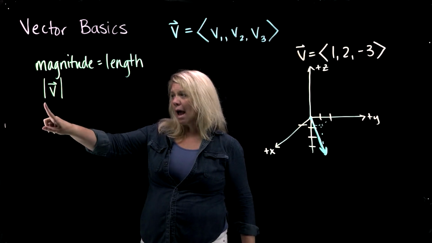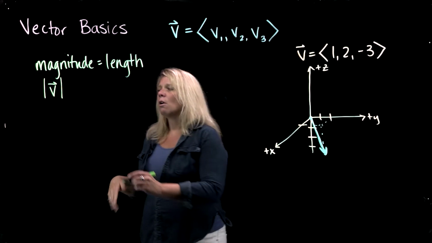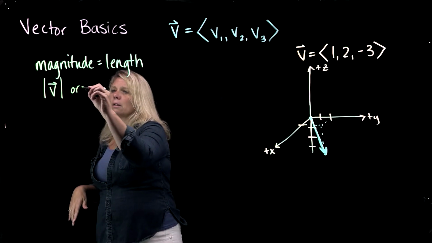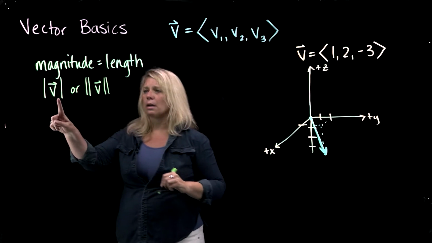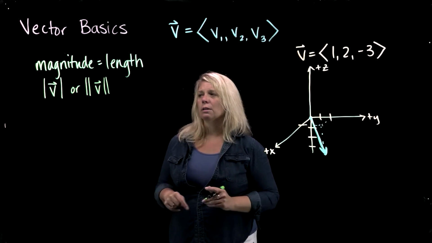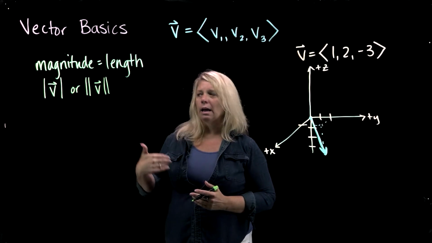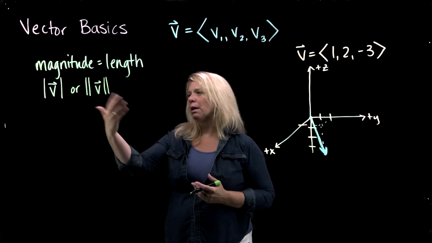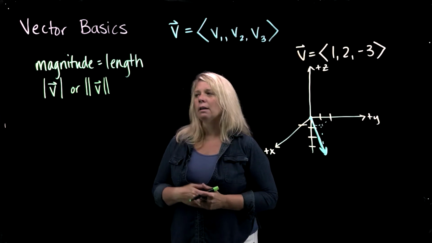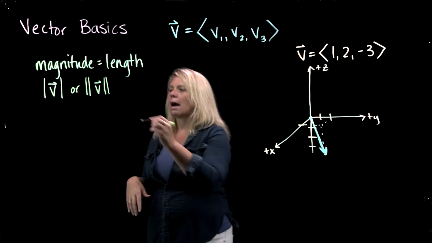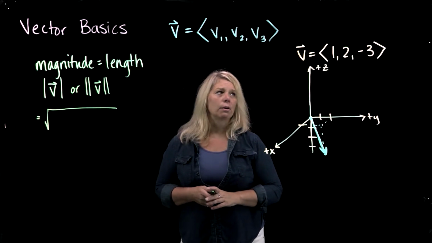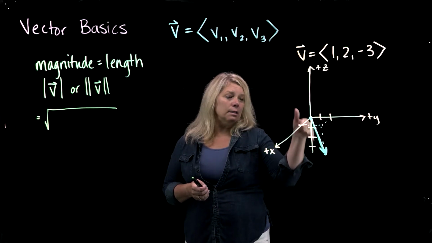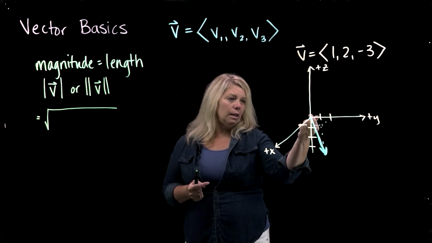So that would mean the magnitude of the vector v. Or in some textbooks, they'll use double bars. Our textbook just uses a single one, but this is a common notation as well. Either of those is fine. I will try to stick with what our textbook does, but if you write the other one, that's perfectly fine. And the formula for that is really just the distance formula. So the square root of the distance between the terminal point and the initial point.